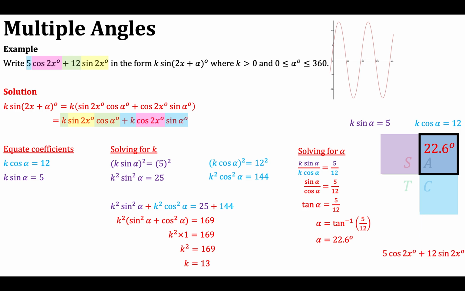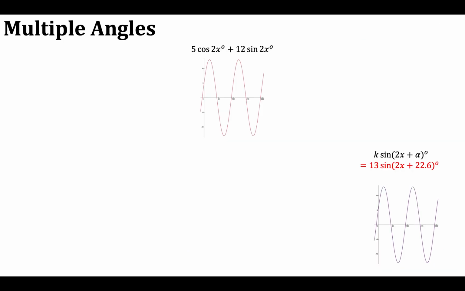So we can now express 5 cos of 2x plus 12 times sine of 2x in the form k sine of 2x plus alpha, and that gives us 13 times sine of 2x plus 22.6. And if we look at the graph of that, we can see that it matches 5 cos 2x plus 12 sine of 2x.